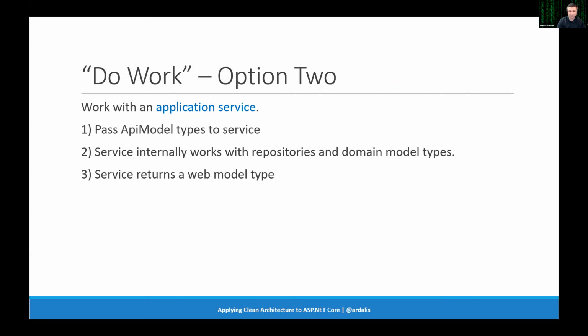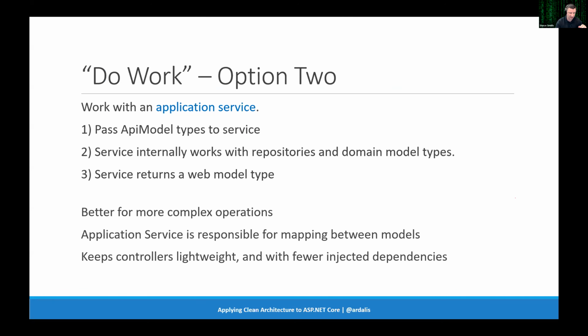And instead of depending on a repository at the controller level, I can just depend on a service interface instead. And so I'll pass the API model type to the service. The service will do the work with the repository internally, and then it will return whatever my return type is. And again, in this example, my types are pretty simple. I'm getting in an integer and I'm returning nothing. So this is better for more complex operations. The application service becomes responsible for mapping the models, and it keeps your controllers a little more lightweight.